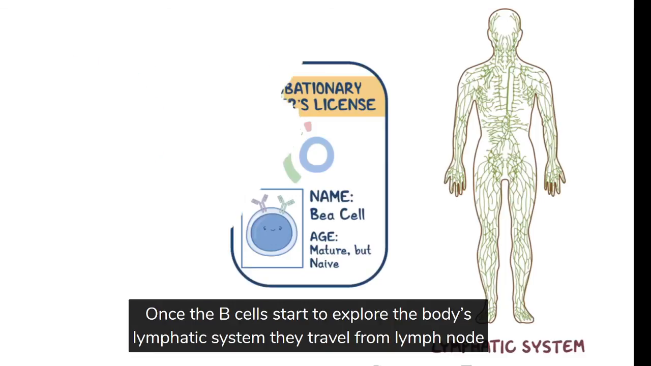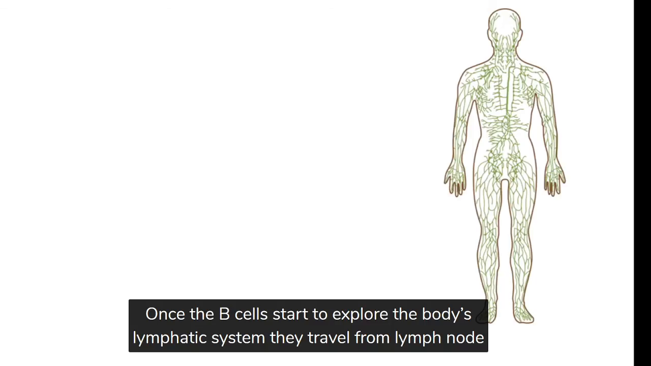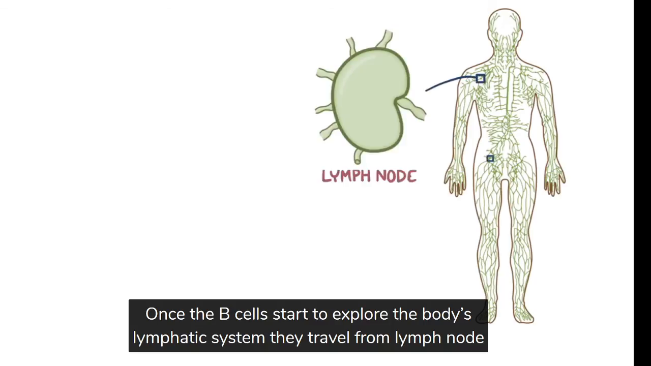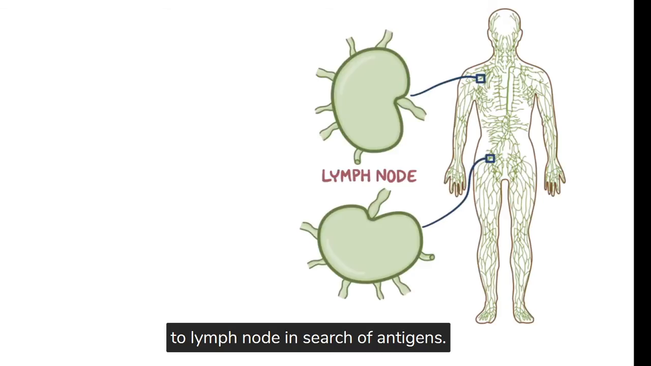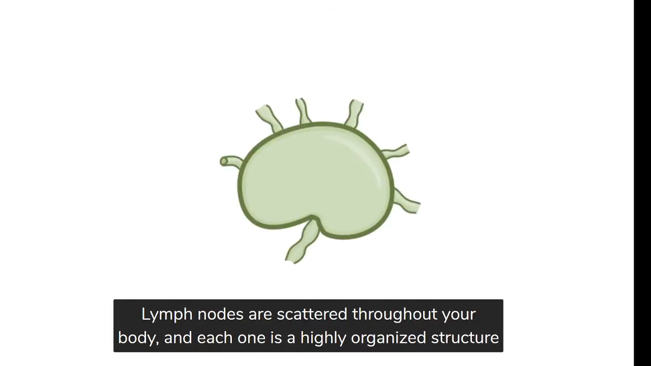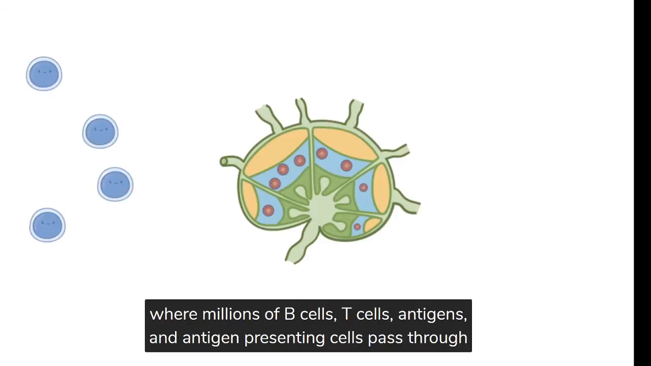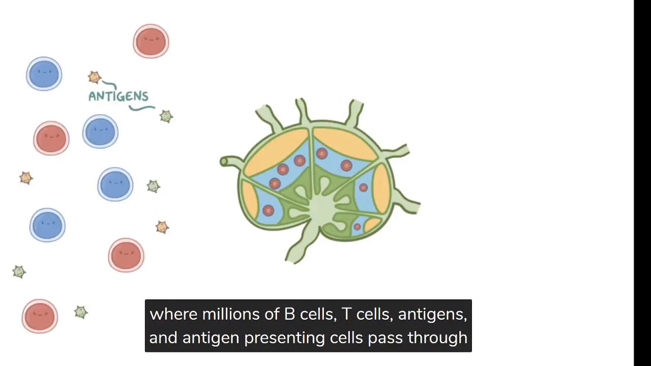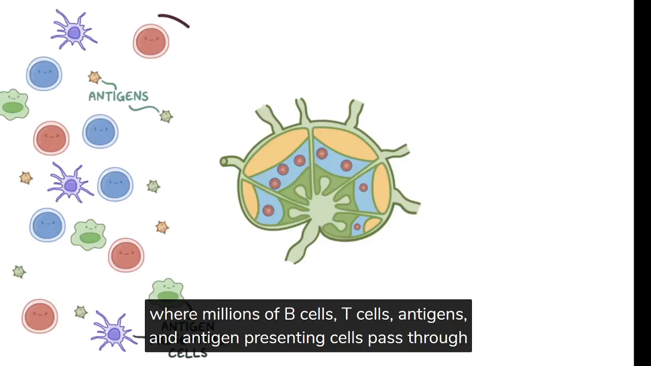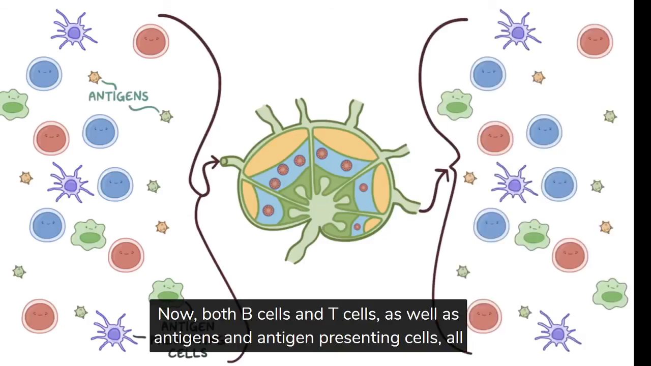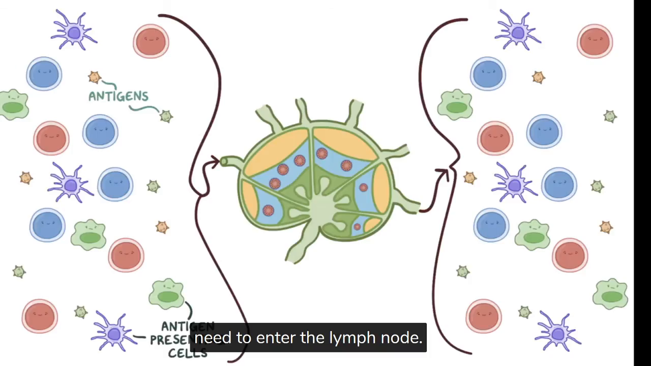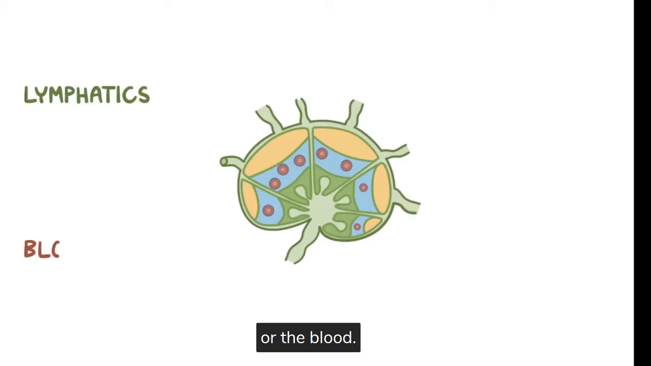Once the B cell starts to explore the body's lymphatic system, they travel from lymph node to lymph node in search of antigens. Lymph nodes are scattered throughout your body, and each one is a highly organized structure where millions of B cells, T cells, antigens, and antigen-presenting cells pass through every day, kind of like a busy airport. Now, both B and T cells, as well as antigens and antigen-presenting cells, all need to enter the lymph node. There are two ways to do this, depending on if the cells are entering from the lymphatics or the blood.